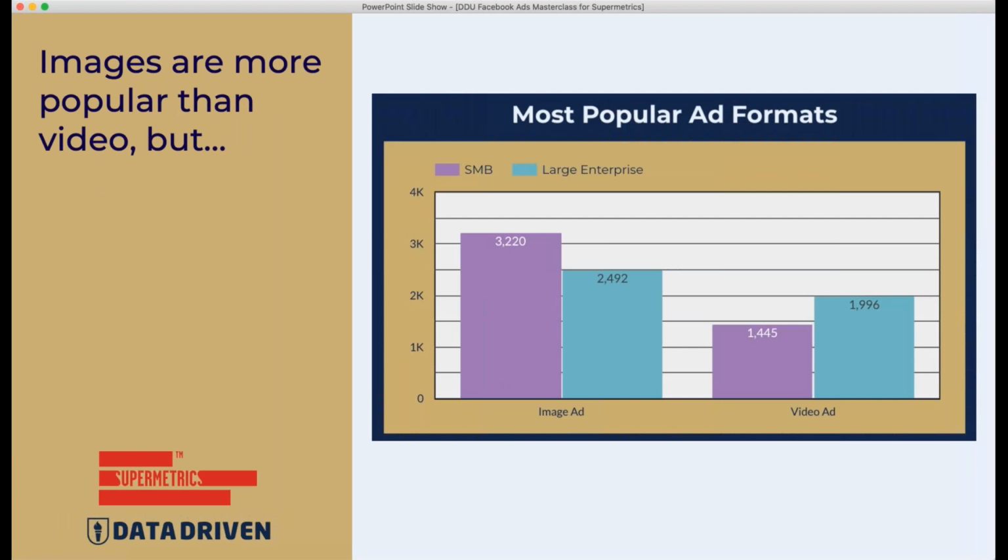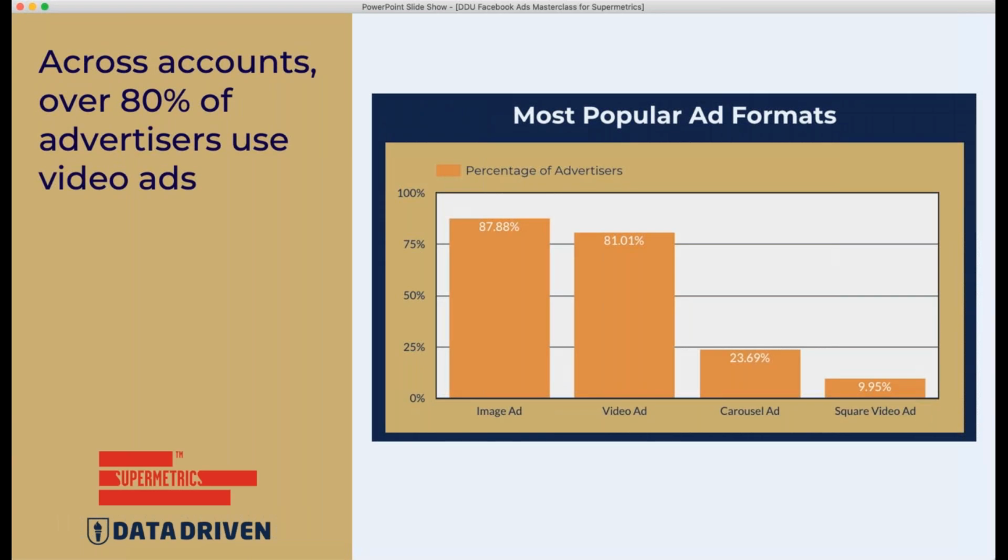Images are more popular than video, but barely. If you see here, the number of SMBs is actually, it looks like, a pretty staggering difference between video ads and image ads, for both SMBs and large enterprises. But if you go to this one, where it's the percentage of advertisers that are using at least one video or at least one image ad, they mix it up a lot more. And so nearly every advertiser that runs an image ad also has a complementary video ad with it.